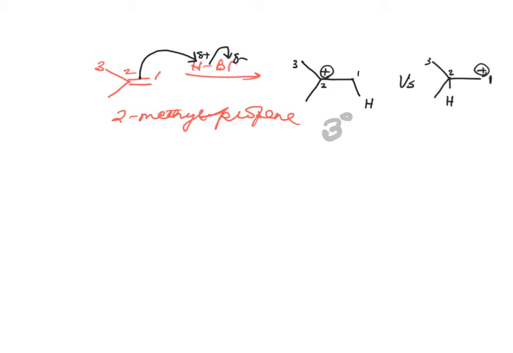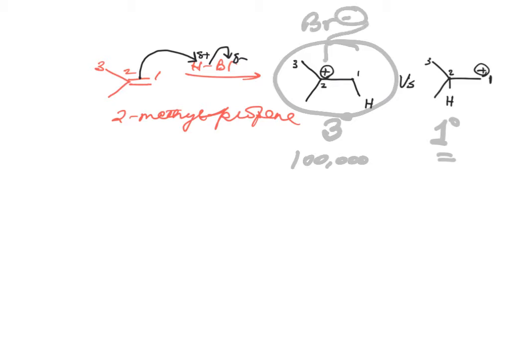This one is a tertiary carbocation. This is a primary carbocation. Any ideas from the last chapter? What's more stable? Yeah, tertiary carbocation is 100,000 folds more stable as compared to your primary. So this is way more stable. This will be solely the intermediate that will be generated, and then your Br minus is going to attack, because this carbocation is essentially electrophilic in nature, and you would end up with the Br that could point top or bottom, but that's for another day.